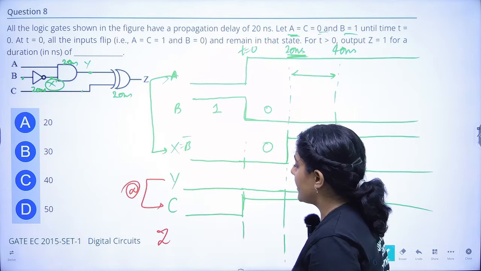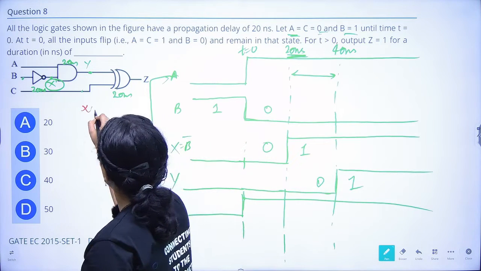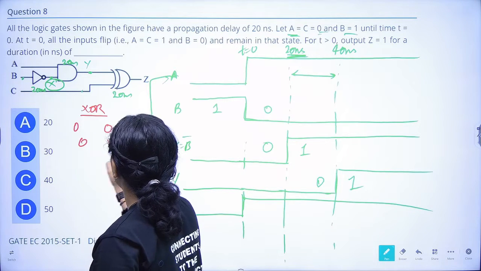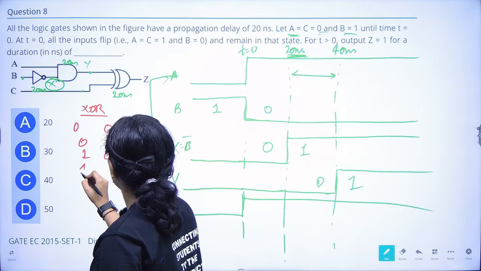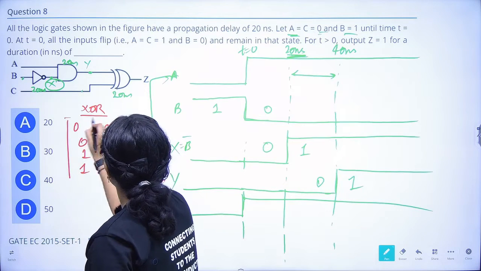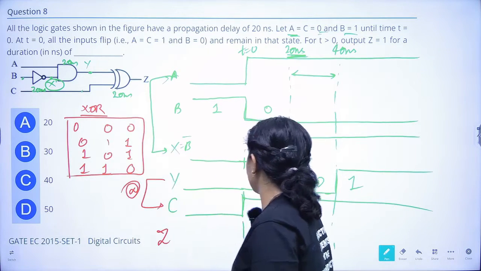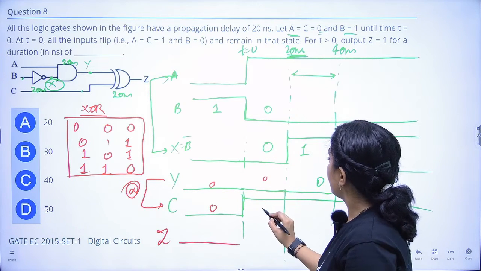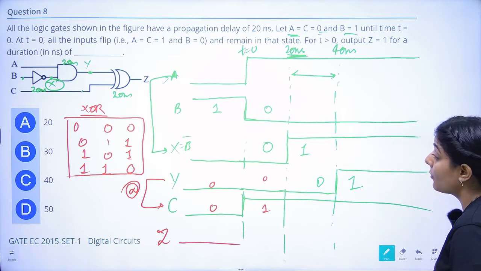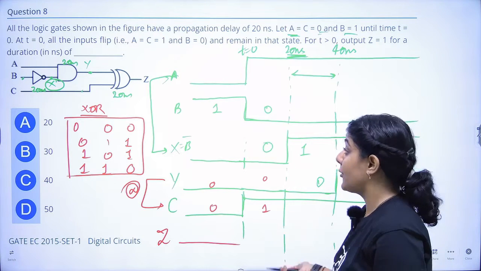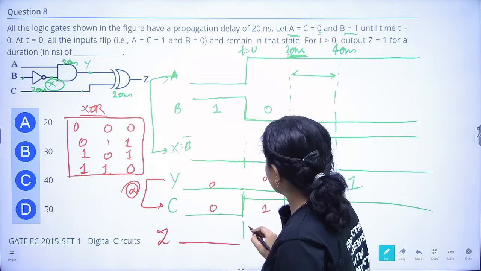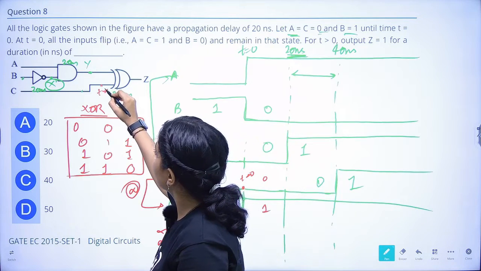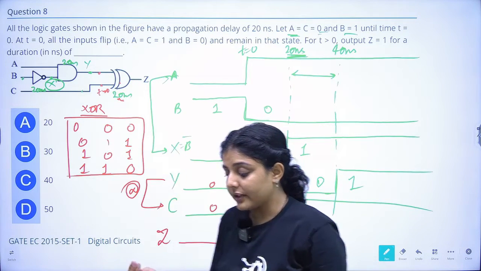So what is Y XOR C? What's the table for XOR? Let me write it here. 0, 0 is 0; 0, 1 is 1; 1, 1 is 0. So this is the truth table for XOR. This is 0 and 0, so 0, 0 will give 0. Then 0 and 1 will give 1, but when? After 20 nanoseconds. This is starting at t equals 0 only, but we get this output after 20 nanoseconds.